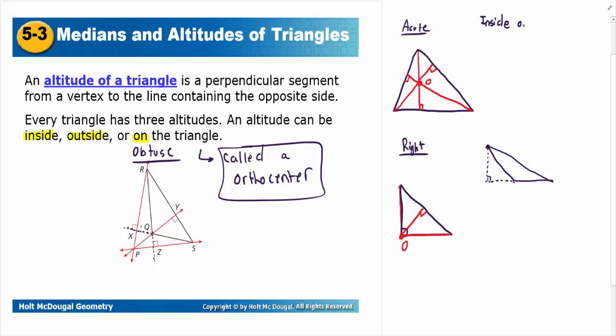So the ones that are inside or out are going to be your circumcenter and orthocenter, whereas the ones that are always inside, that's going to be your incenter and your centroid.